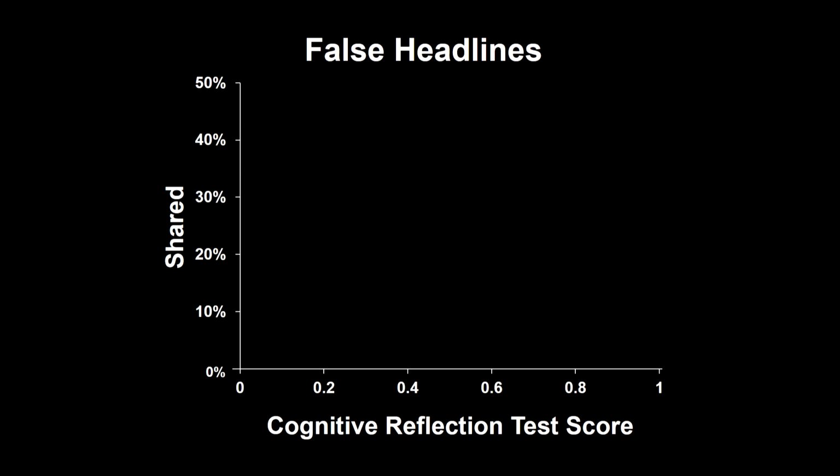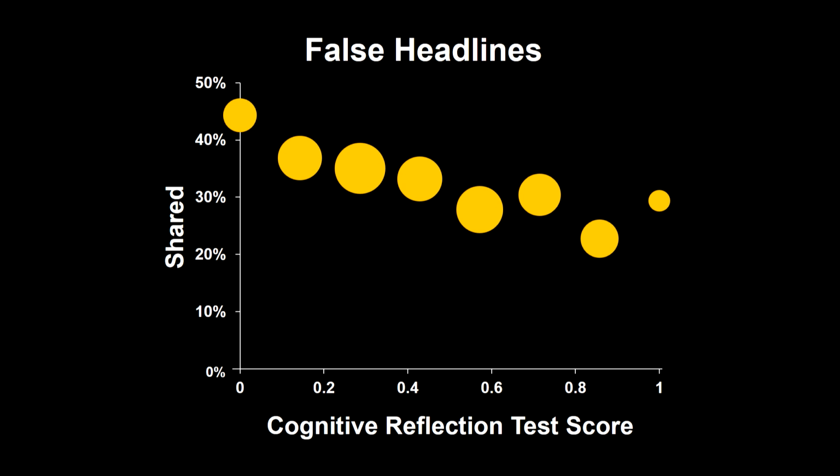Nonetheless, when we had participants complete the cognitive reflection test and then looked at how their performance on the test, which I'll show on the x-axis, related to the fraction of false headlines they said they would share, which I'll show on the y-axis, we found a pattern that was similar to what we found for accuracy. Participants who did better on the cognitive reflection test, and therefore were engaged in more reasoning, were significantly less likely to say that they would share false headlines.